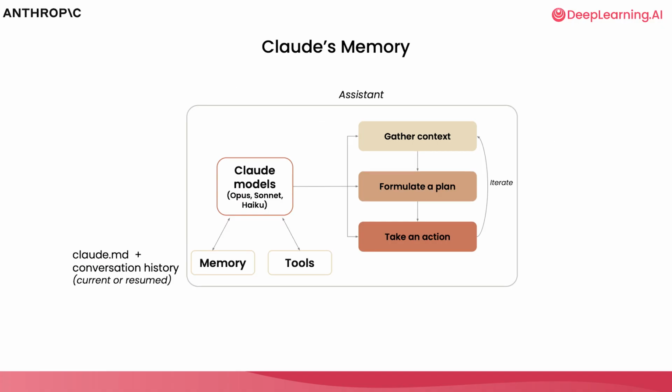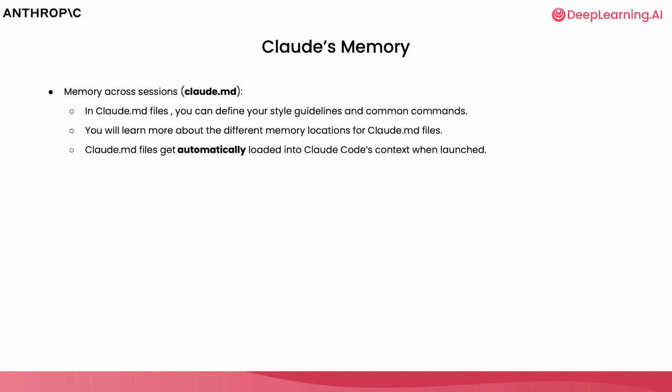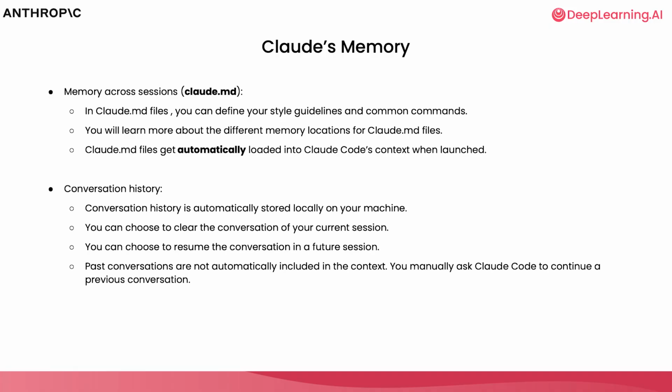When we talk about the memory of Claude, or its ability to remember what has happened in previous conversations or across all kinds of actions, this is done using a markdown file called claude.md. In your claude.md file, you can define common configurations or style guidelines. These files get automatically loaded into context when launched. The conversation that you have with Claude Code is stored locally on your machine. You can clear that over the course of a conversation, so you can start with a new context window. But if for some reason you need to continue that previous one or resume the earlier conversation, you can do so easily.